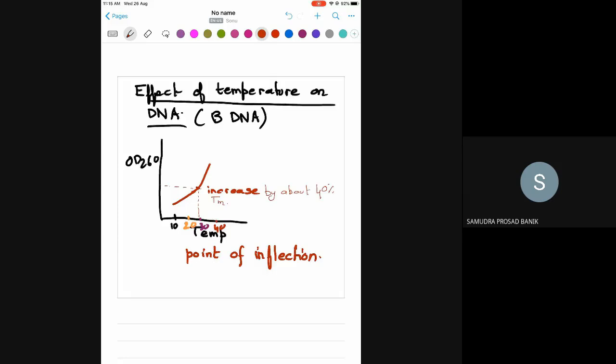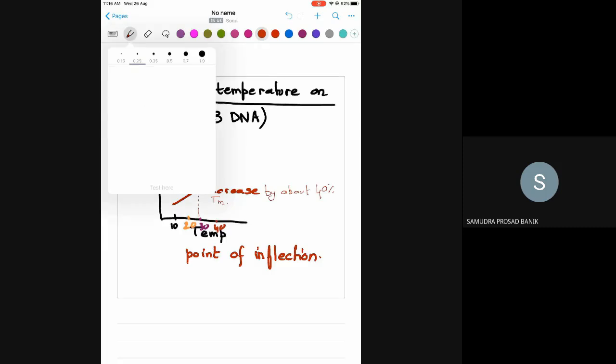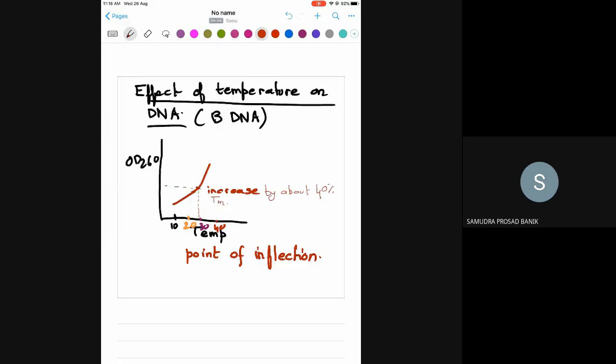And then what is going to happen to this curve finally? What is going to happen to this curve? It will go on increasing like this. Will it go on increasing like this?